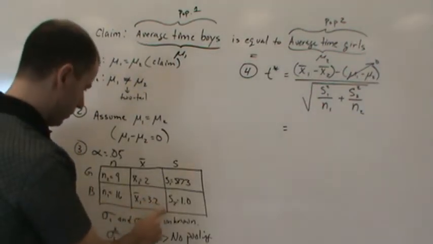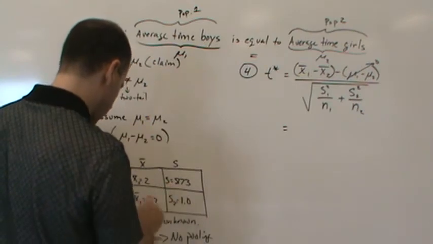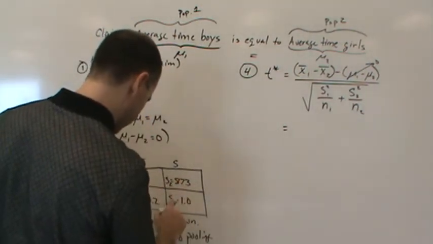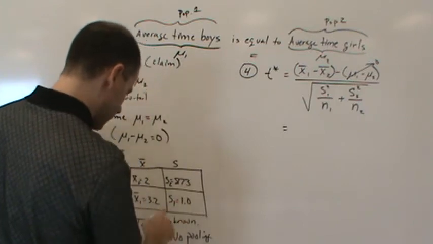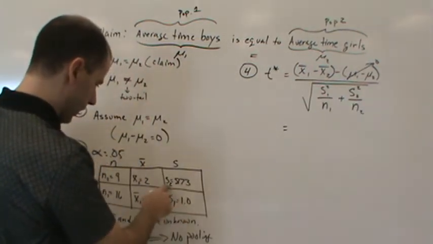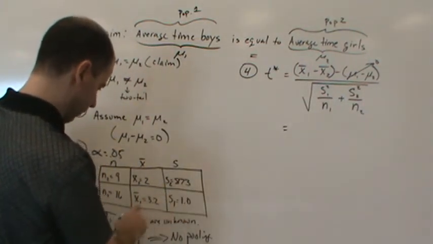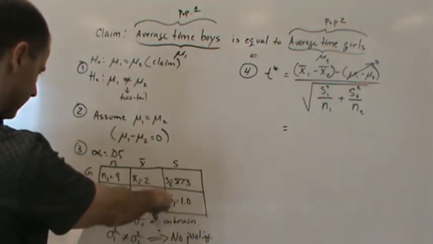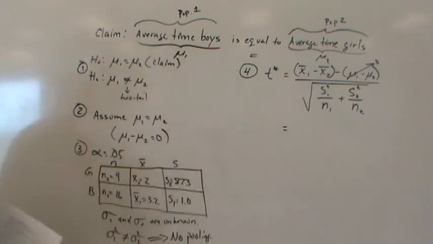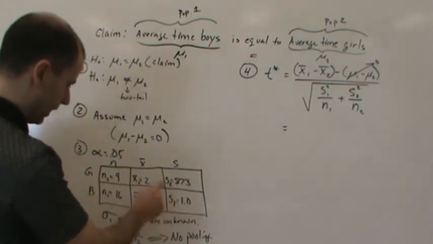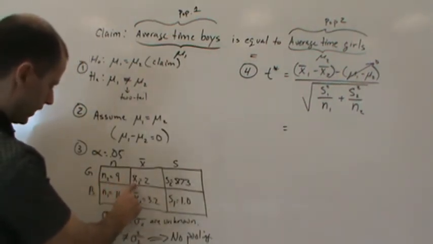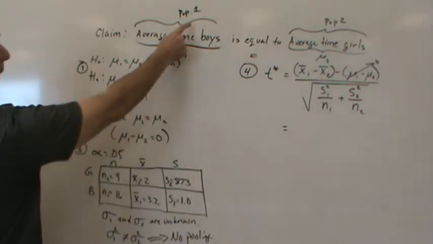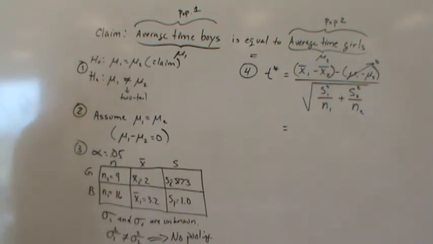S1, oops, I got these mixed up, I'm sorry. Hold on. This is S2, right? I got these backwards. S1 is 1, S2 is 0.873, right? So these have to match up, okay? The numbers are in the right order, I just accidentally switched those. Okay, good. So n1, x bar 1, S1, n2, x bar 2, S2. We're doing boys, right? Boys was population 1, so that's good. We got everything right.